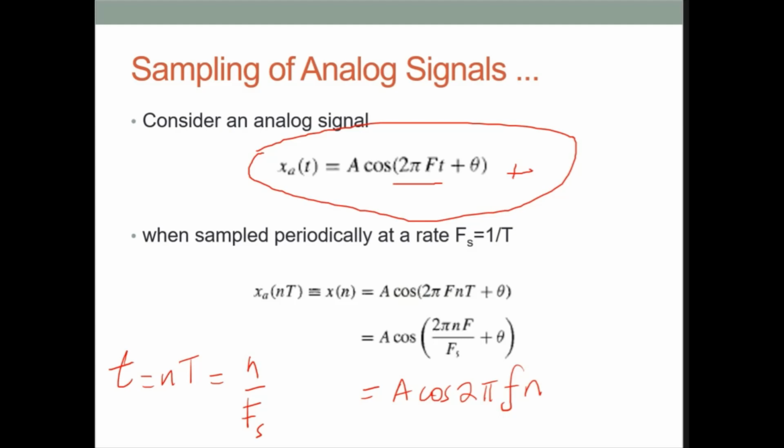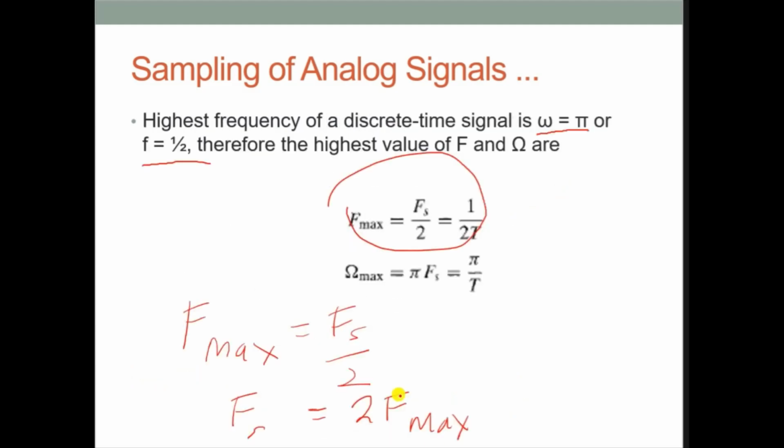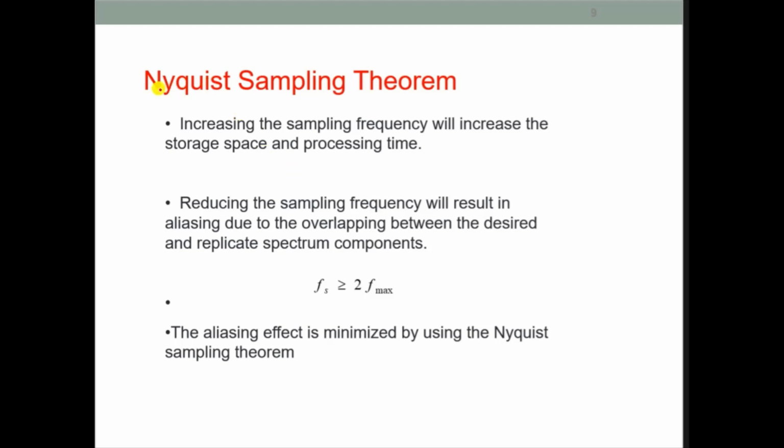But if you only have one signal, then just that one signal. If you have a combination of several signals, you must check the highest frequency among all of the frequencies in that particular signal. The sampling frequency for that combination of signals must be 2F max. This is what is called the Nyquist sampling theorem. So increasing the sampling frequency will increase the storage space and processing time.